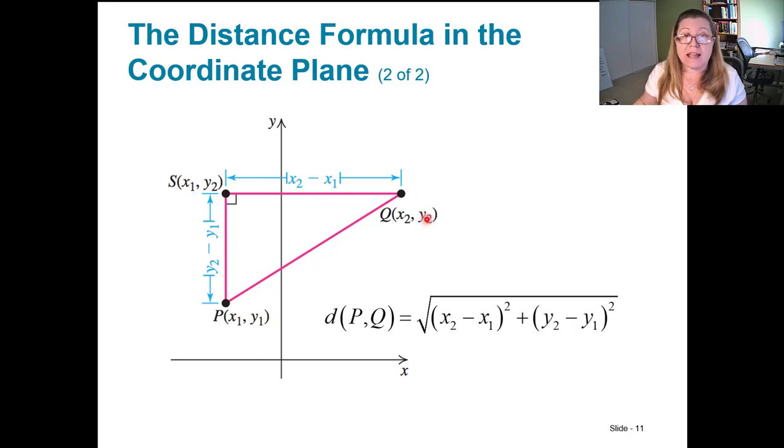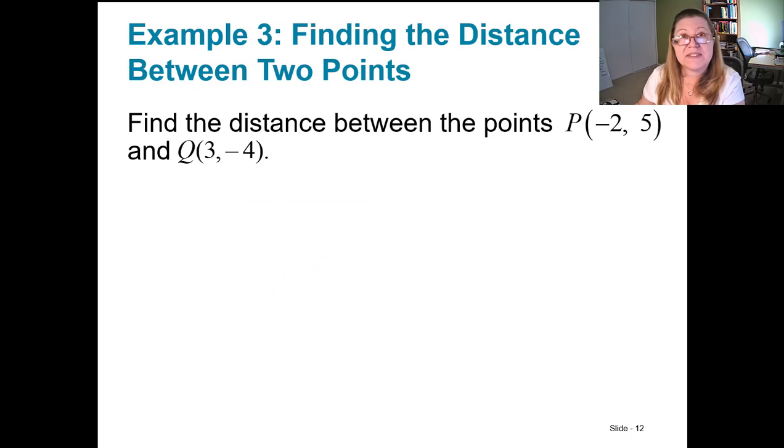Y2, so y of the Q point minus y of the P point will be my vertical distance. And then just making that the hypotenuse of my triangle, a squared plus b squared equals c squared. So taking the square root, I get the square root of a squared plus b squared will equal the distance. Let's find the distance between a couple of points, and I've named these point P and point Q.